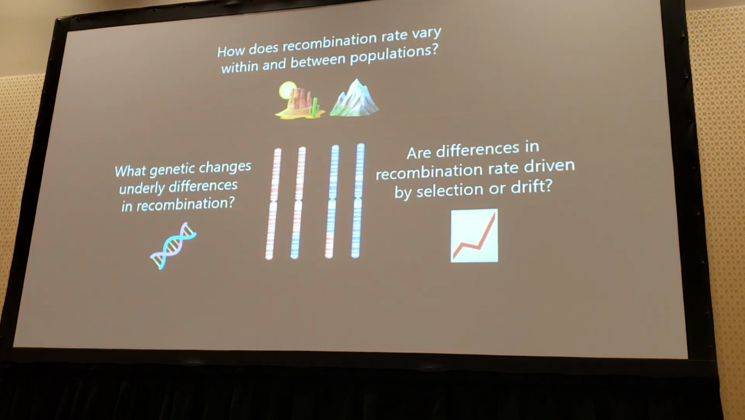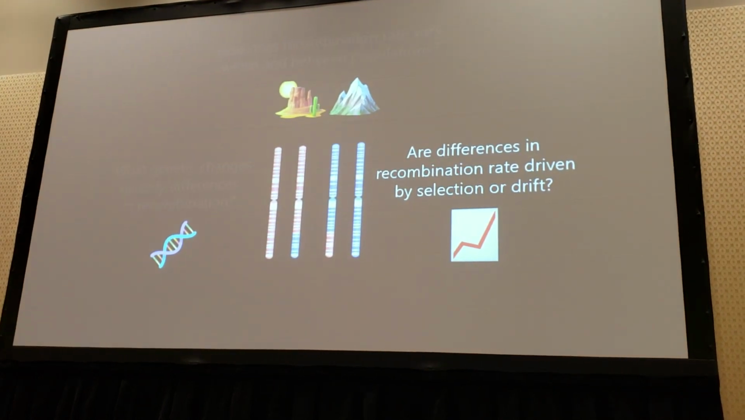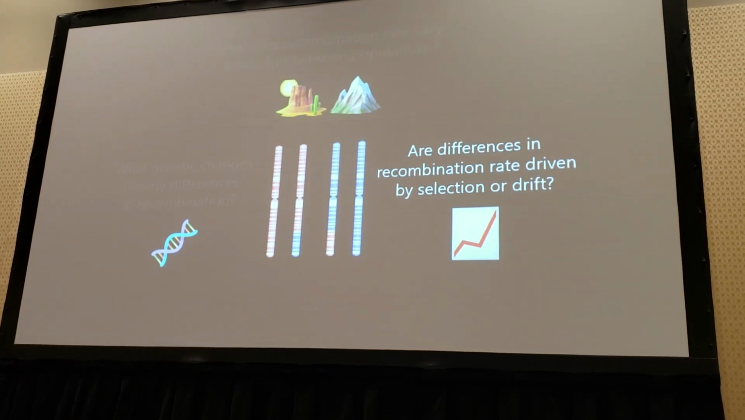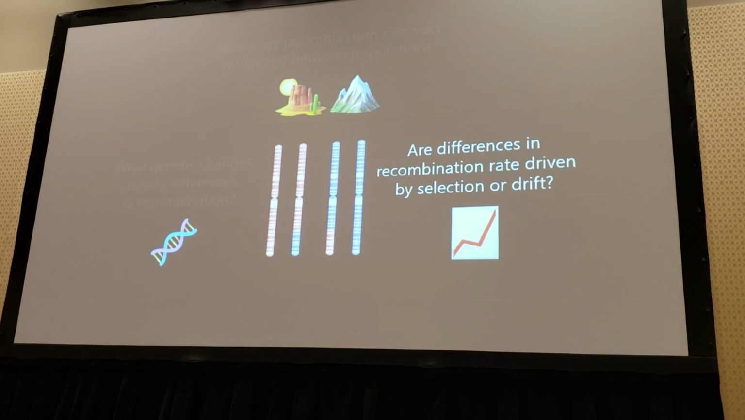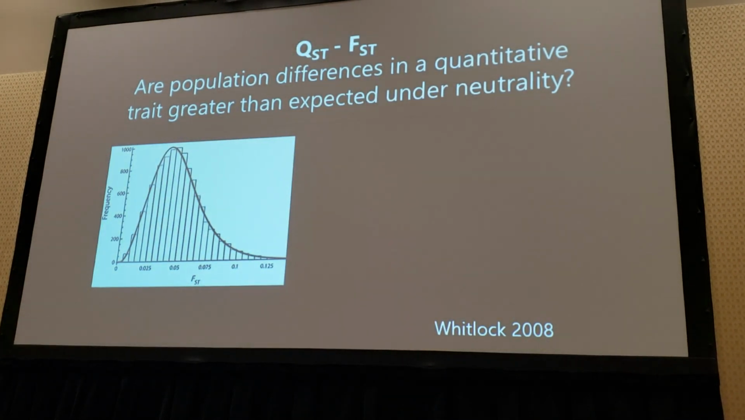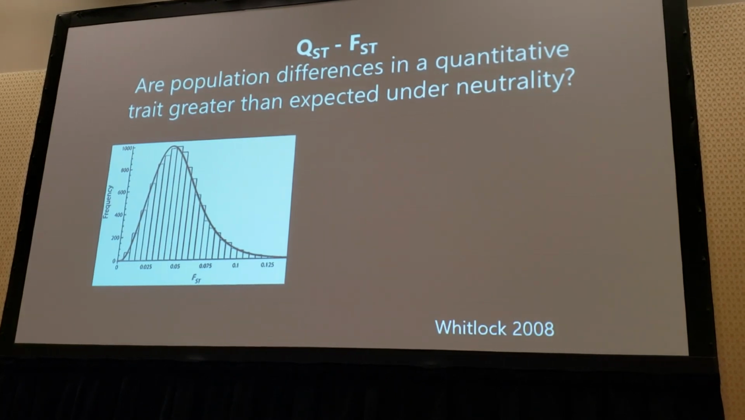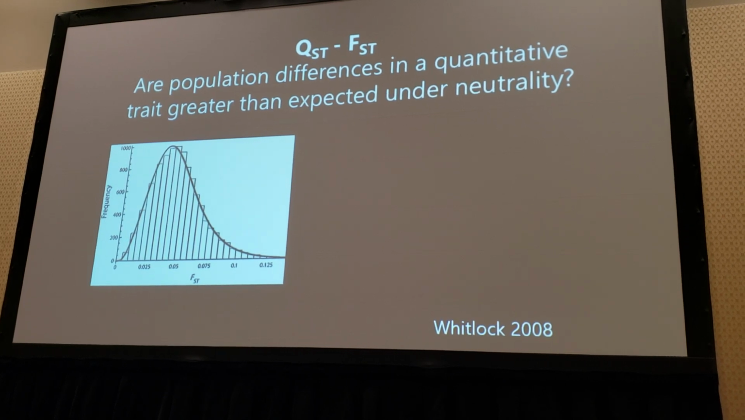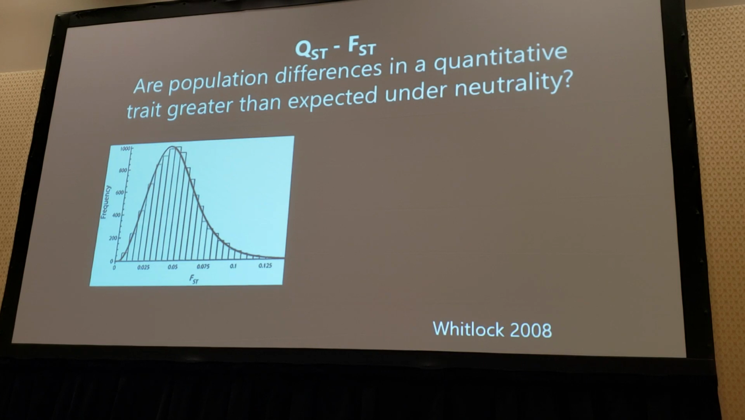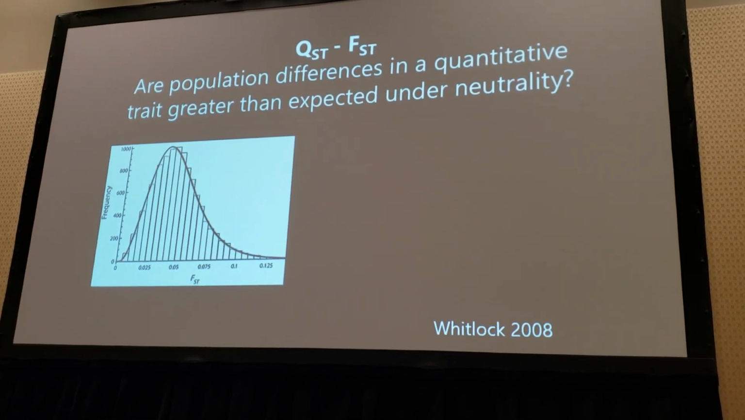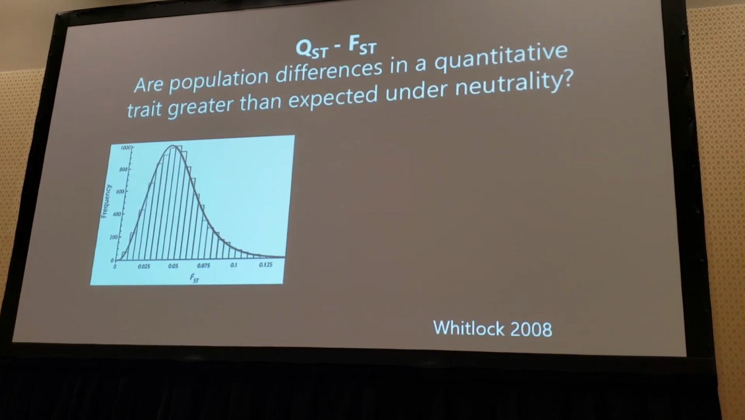Okay, so back to our questions. Finally, I'm just going to quickly talk about this cool approach that we took to looking for adaptive differences in recombination rate. The approach is classic in quantitative genetics, and a lot of you might be familiar with it. It's called the QST-FST approach. The basic idea behind this analysis is to ask: are population differences in a quantitative trait greater than you would expect under neutrality or some neutral model?